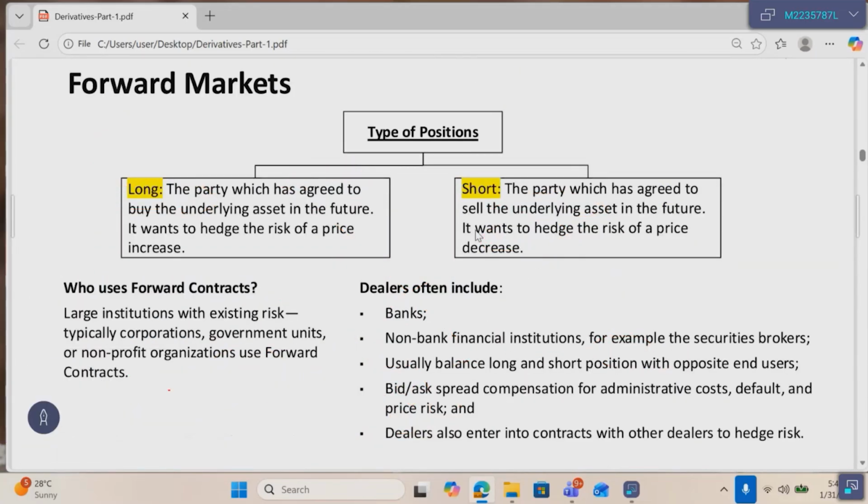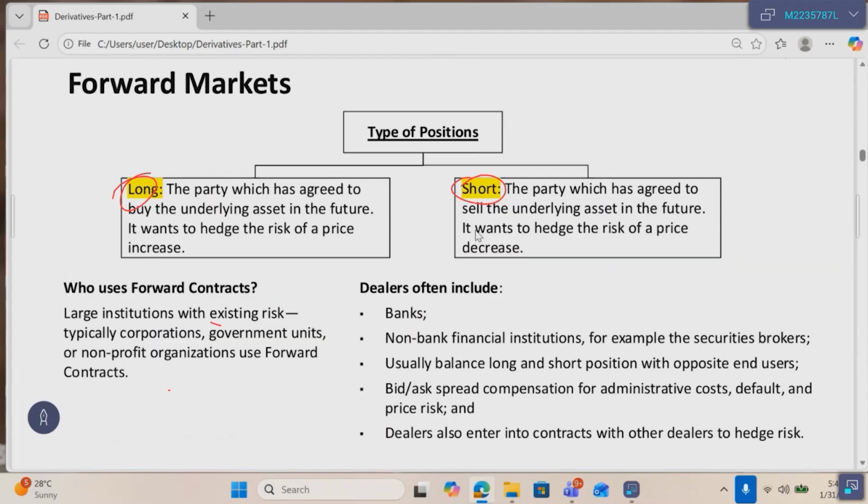Now, like I already told you before, the person who's buying is called long, the person who's selling is called short. So in the exam, they won't say buy, sell, they say long and short. So you should know that long is buying, short is selling. Who uses a forward contract?